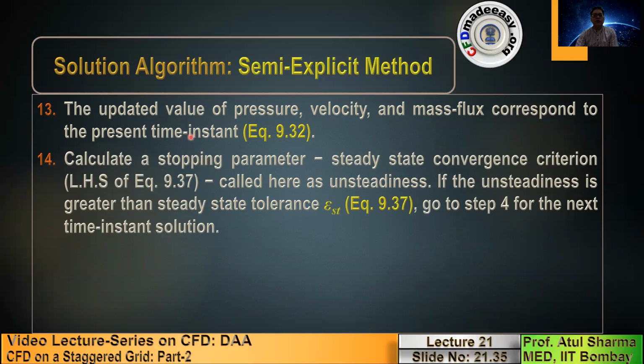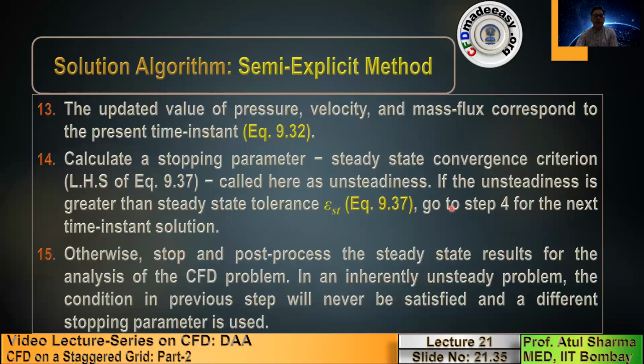Thereafter, once you've obtained the true velocities and true pressure for the next time step, you have to check for the steady state convergence. If it is achieved, then you can stop. Otherwise, you have to go back to step 4 for the next time instance execution. So if it is converged, you can stop and process the steady state results for the analysis of the CFD problem. In an inherently unsteady problem, this condition will never be obeyed, and a different stopping criterion is needed.